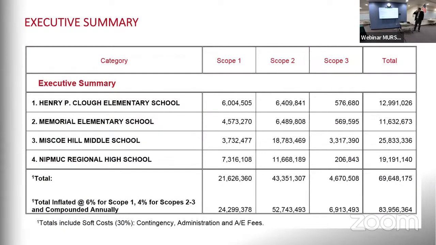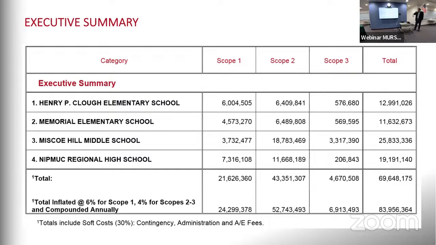When we put everything all together, we look at the schools in the aggregate, we can summarize them like this. So each school is represented on the left-hand side, and the dollar values for each of the scope categories read left to right. And then we total them so that we get a total per school in the right-hand column here. So Clough, the work items in today's dollars are estimated almost 13 million. Memorial is 11.6. Misco Hill, not surprisingly, is the largest number, 25.8 million. And then at Nipmuc, we're looking at 19.1 million.